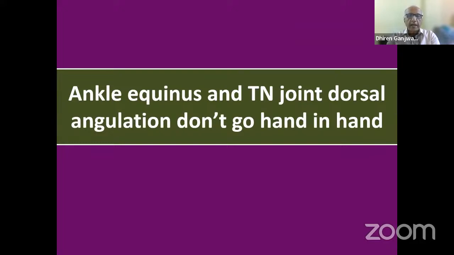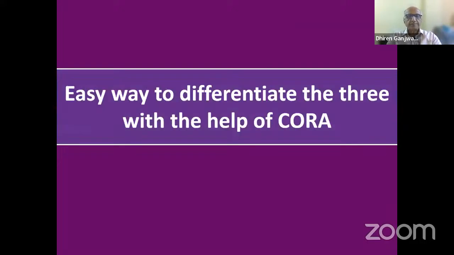Coming to the next point, ankle equinus and talonavicular joint dorsiflexion angle don't go hand in hand. So that's the first important point which we concluded. Coming to the very important thing, in practice it's very difficult to measure all these angles. So then we realized that there is an easy way to differentiate the oblique talus and the vertical talus, and that is by where the CORA of these two lines is.